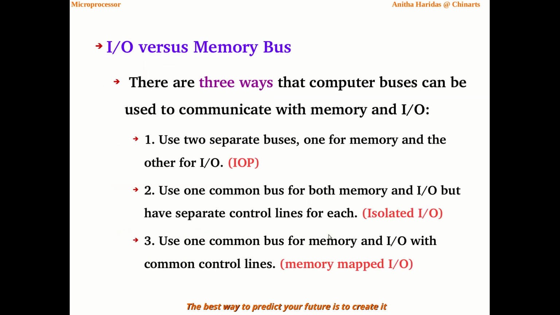And the third method is we can have common bus for memory input output with common control lines. Both memory and input output interfaces will be sharing the data bus, control bus as well as the address bus. Everything will be shared here. So that is the third way. So first way, all the three set of buses will be separate for input output and memory. The second way, you can have common bus, data and address bus will be common, whereas separate control bus for the input output and the memory. And in the third way, we are going to have common bus. The data, control and address lines will be shared by both the memory and the input output interface.